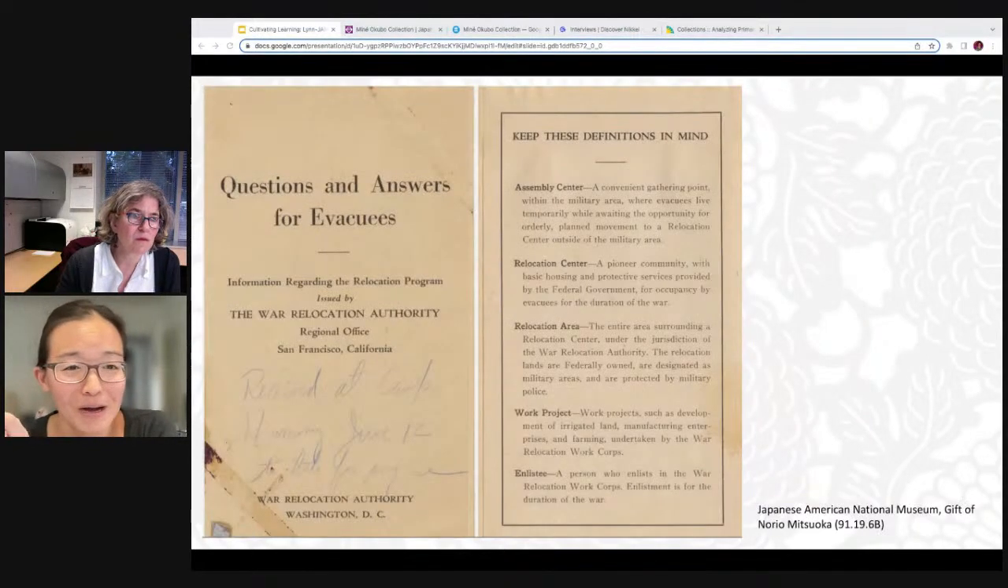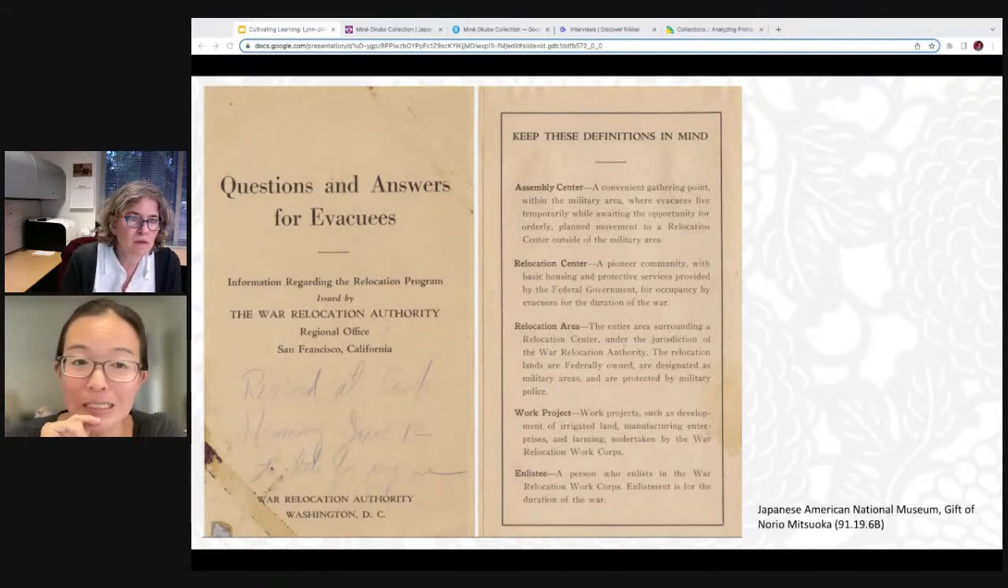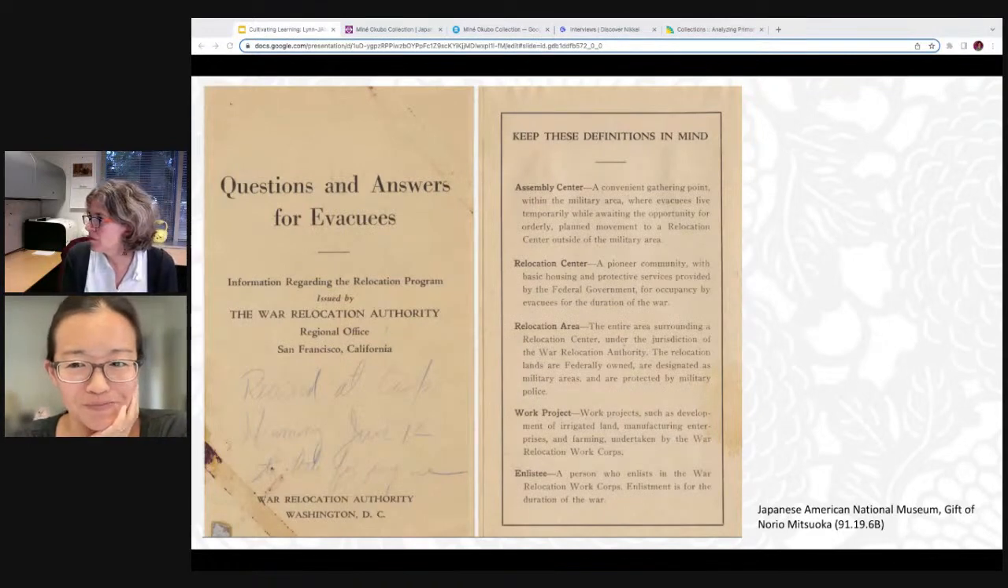And then I would also like to show another, moving on to another artifact from our collection. This is a pamphlet that was distributed to these so-called evacuees. And I'm going to ask that you take a look, particularly at the first two definitions there that the government is asking us to keep in mind. The one for assembly center, and then on the right side, the one for a relocation center. So take a moment just to read those.